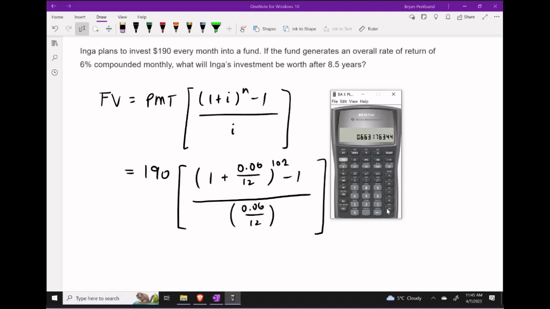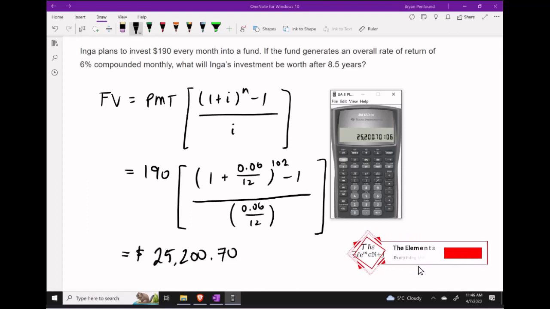We need to divide by 0.06 over 12. So I've made sure to put an extra set of brackets here in the denominator so that I can program this into the calculator properly. Let's go divide, open bracket, 0.06 over 12, and close that bracket. Hitting the equal button here, we should now have a number that represents this fraction simplified. We still need to multiply that by 190, so let's go ahead and do that next. And that's going to give us a future value of $25,200.70.